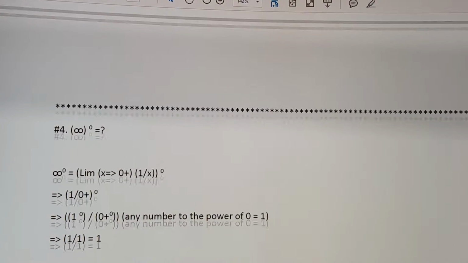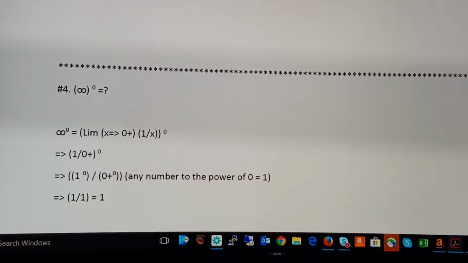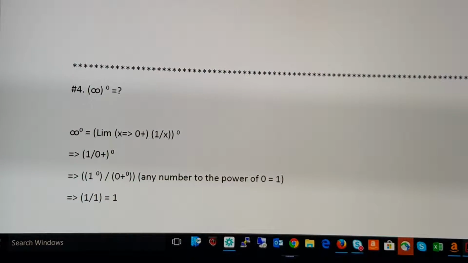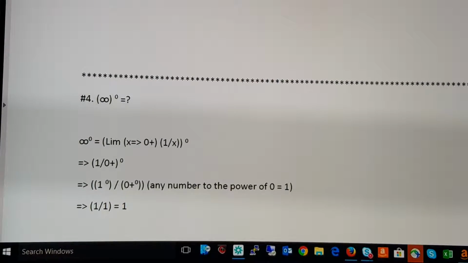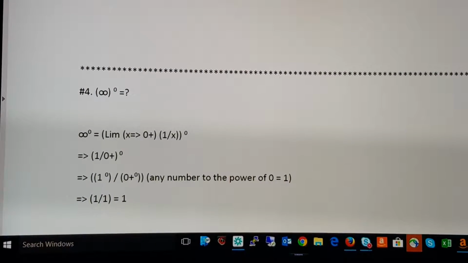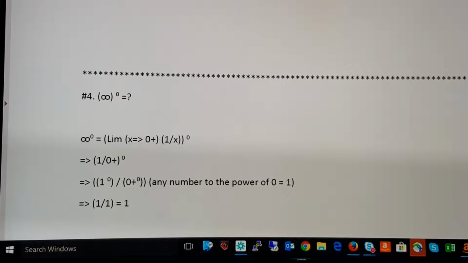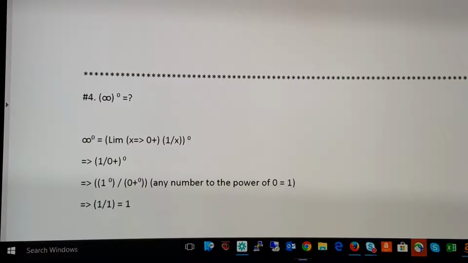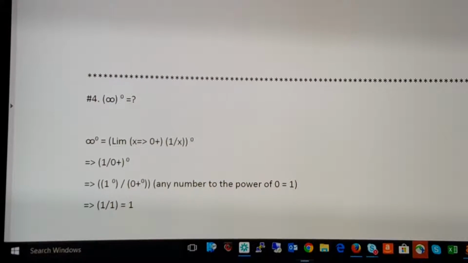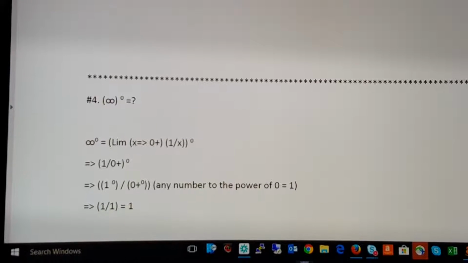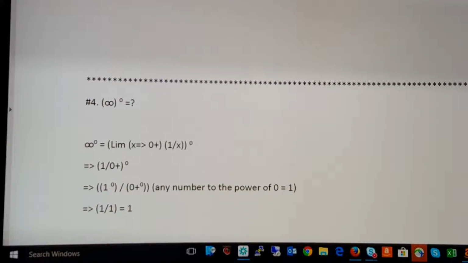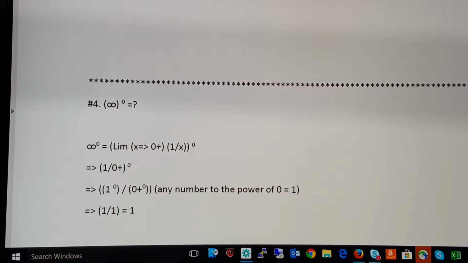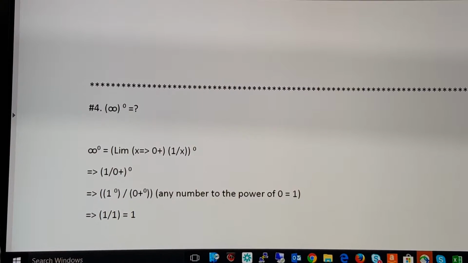So the next indeterminate form we're going to look at is infinity to the power of 0. Just going by the previous definition of infinity, and following the same logic, which makes it 1 to the power of 0 divided by 0 plus to the power of 0, where 0 plus is greater than 0 but tending towards 0, very close to 0 but not really 0 yet. So anything to the power of 0 is obviously 1, so it becomes just 1 by 1, which is equal to 1. So this means infinity to the power of 0 is equal to 1.